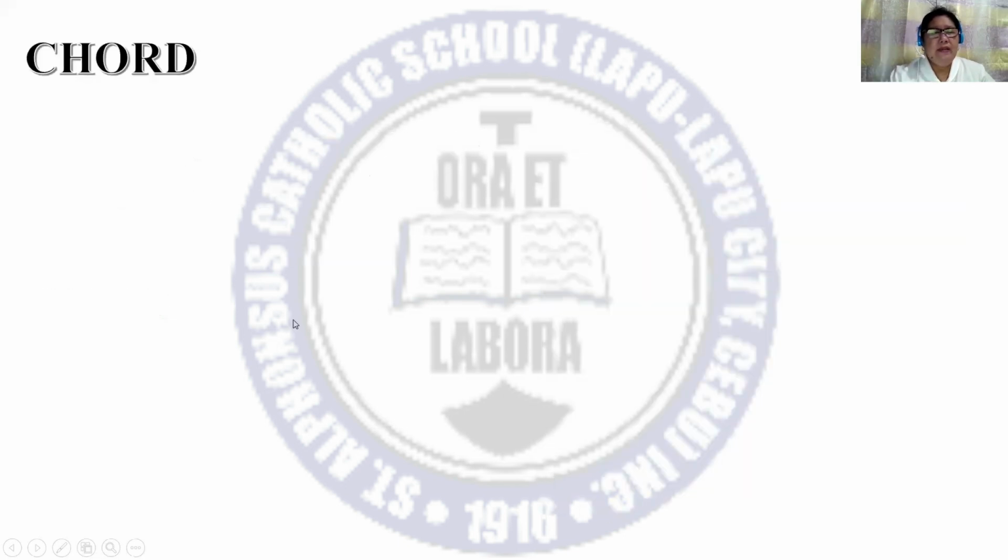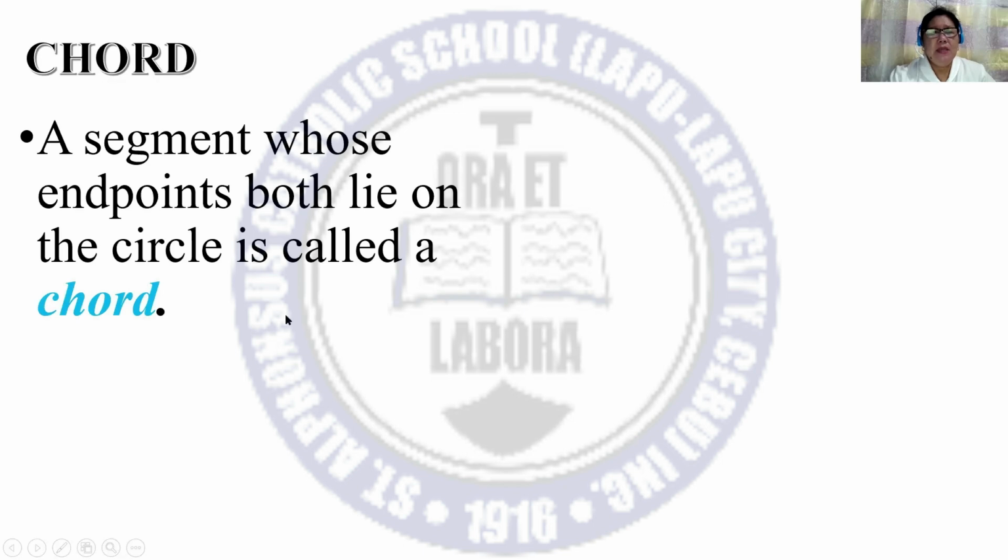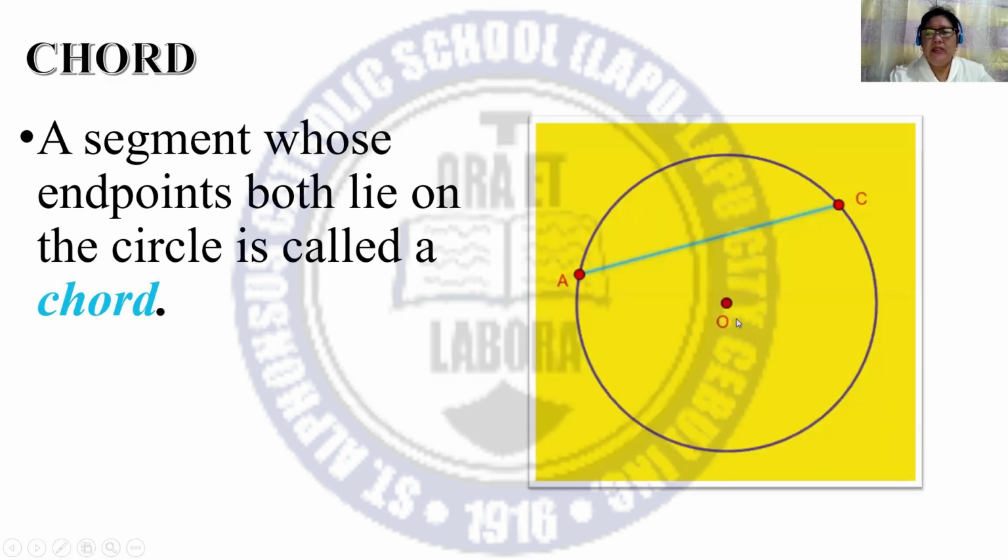Let us have a chord. A segment whose endpoints both lie on the circle is called a chord. For example, in circle O, we have a segment AC, and this is called chord AC.